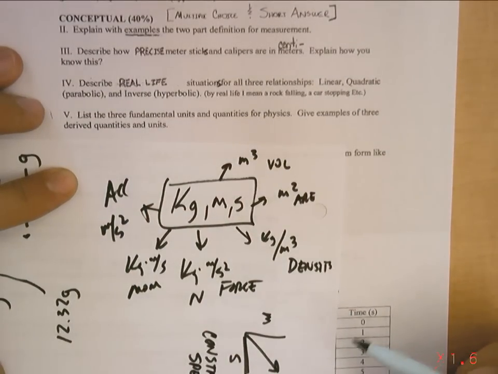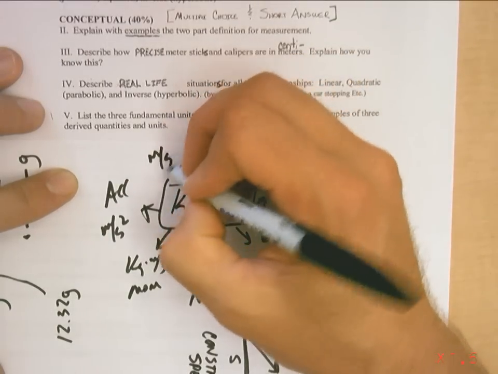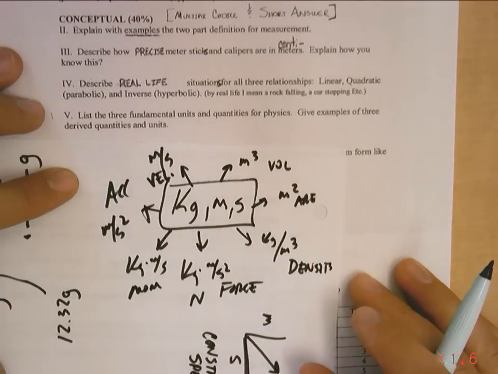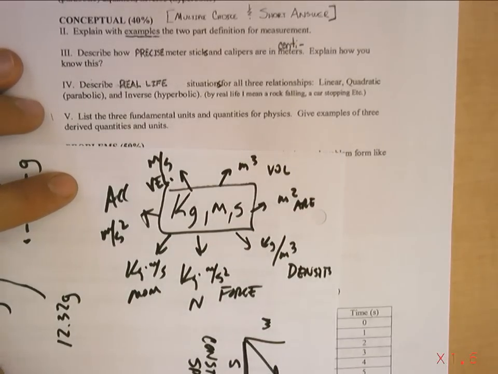And we also have meters per second, which is typically called by physics types velocity, but at this point I'd also accept speed. So those are our derived quantities and units created from the fundamentals.